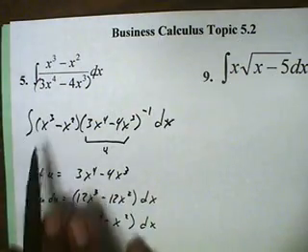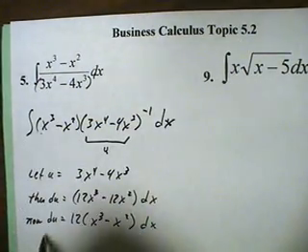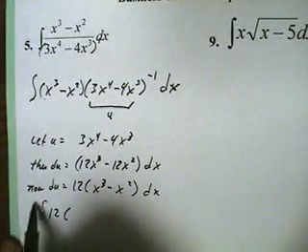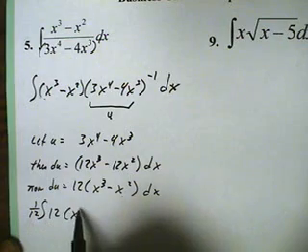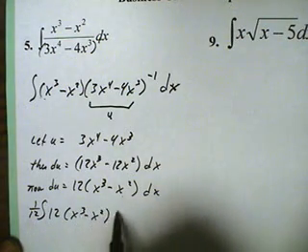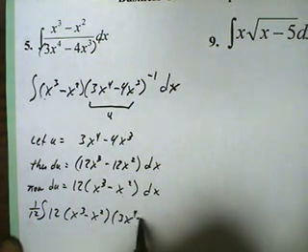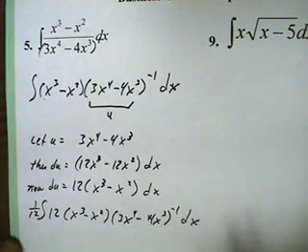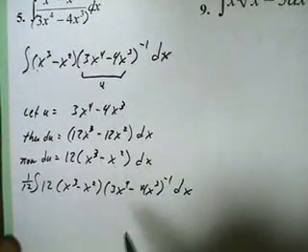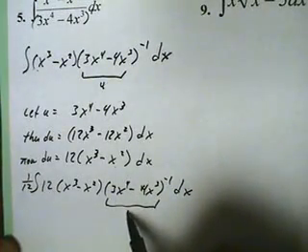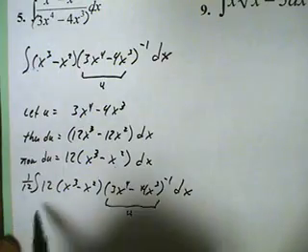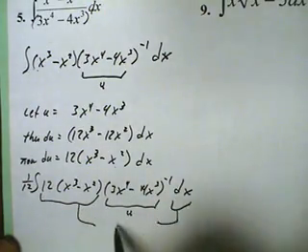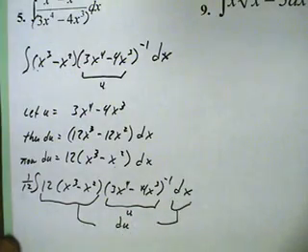One thing is we don't have the 12. So what I'm going to do is put a 12 in here. So 12, and if I put a 12 inside, I have to put a 1/12 on the outside. Here's the x cubed minus x squared, and the 3x to the 4th minus 4x to the 3rd to the negative 1 power dx. Okay, so this represents my u. But this and this all represent du.